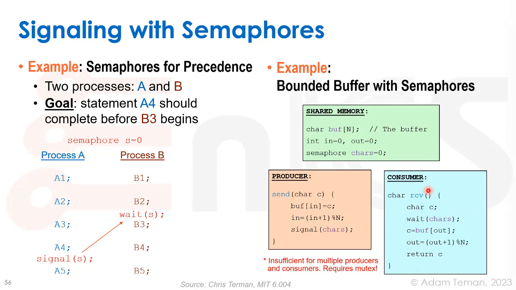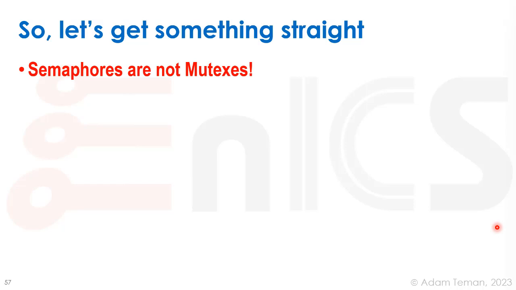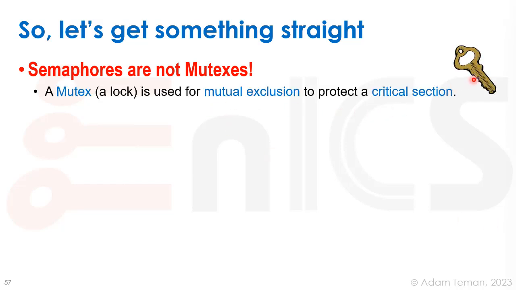But note that this little piece of code is insufficient for multiple producers and consumers. In order to do that, you really need mutual exclusion, and mutual exclusion is not a semaphore. So that's what I want to really get straight with you. Semaphores are not mutexes, okay? A mutex is a lock that can be used for mutual exclusion to protect a critical section. Let's give it its name. It's a mutex. It's not a semaphore.